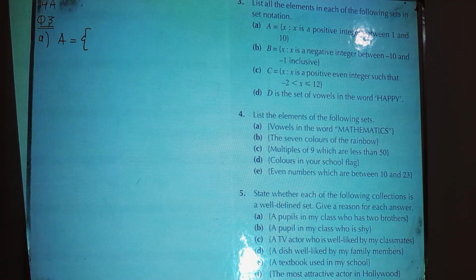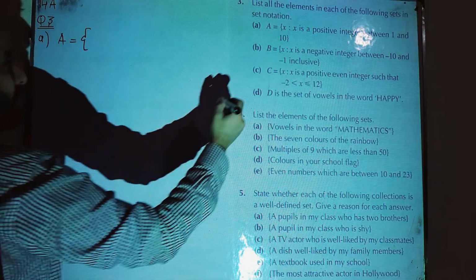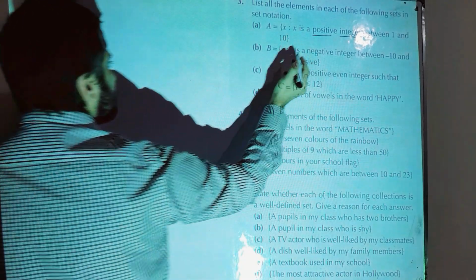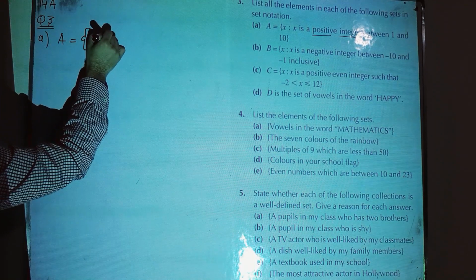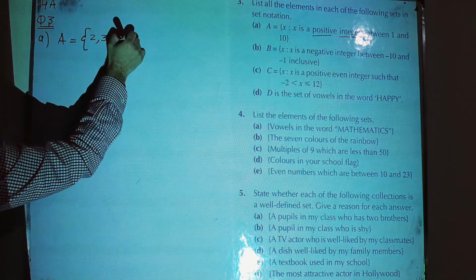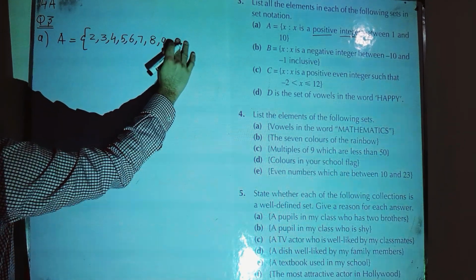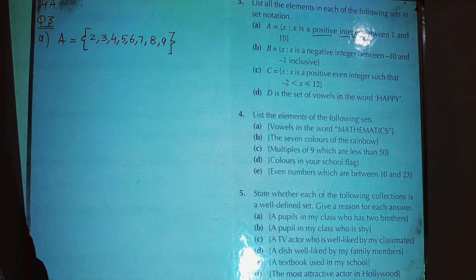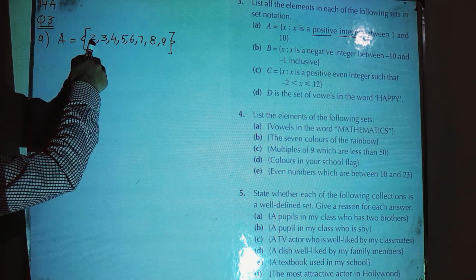Now first of all, what I am going to do over here is that I am going to express this one in set notation. X is a positive integer, and that is between 1 and 10. A positive integer between 1 and 10 will be 2, 3, 4, 5, 6, 7, 8, 9. Okay, no, 10 is not included. We don't have a word inclusive over here. So between 1 and 10, these are the basically set of positive integers.